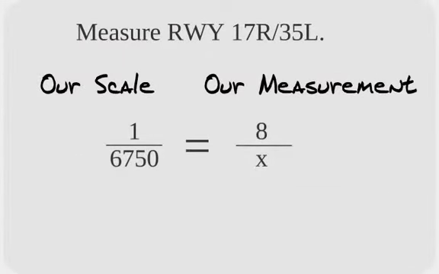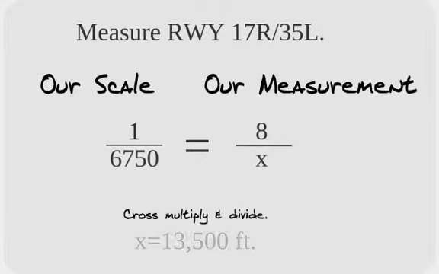Okay, so there's 8 of those lengths compared to what in real life? Well, now we've got the proportion. Pretty easy to solve now, huh? All we do is cross multiply and divide. Bam, pretty simple. 8 times 6750, 13,500 feet. So that runway, believe it or not, is 13,500 feet, about 2.5 miles. Pretty crazy, huh? That runways are that long.